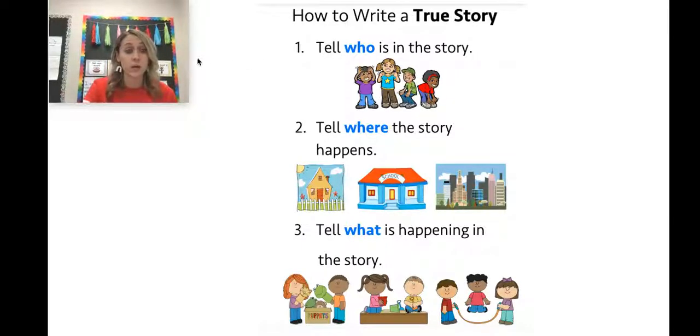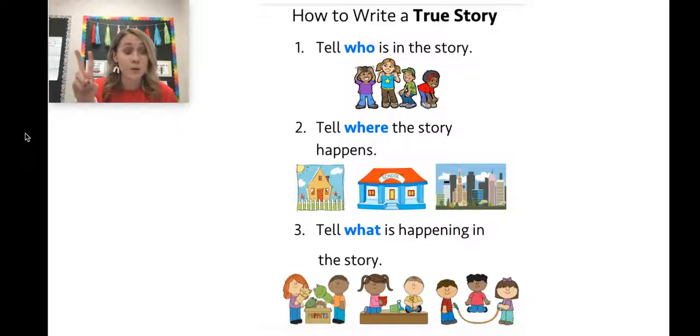The first thing we need to do, you can hold up a 1, we need to tell who is in the story. Is it you? Is it your brother? Is it your sister? Is it your mom? Is it your aunt? You need to say who is in the story. You can name them by name, or you can just say my sister, my brother.